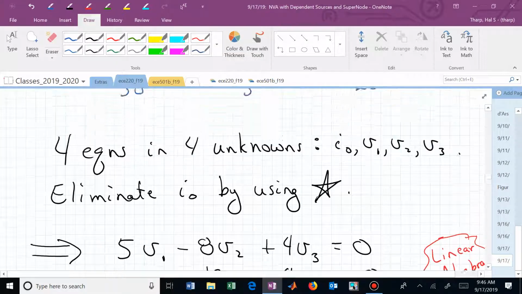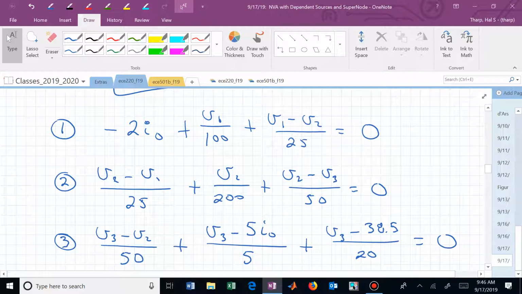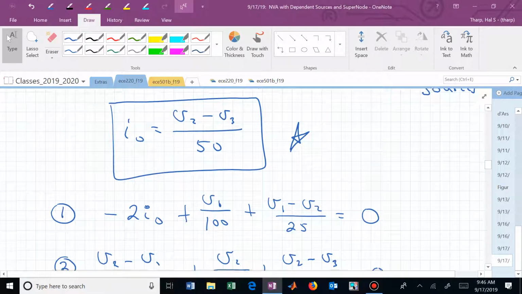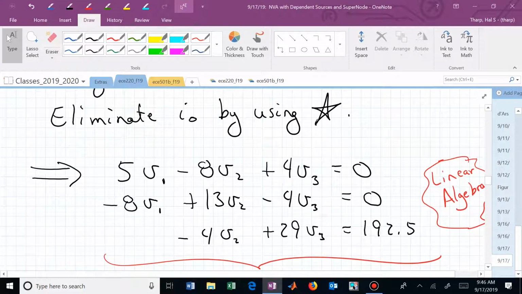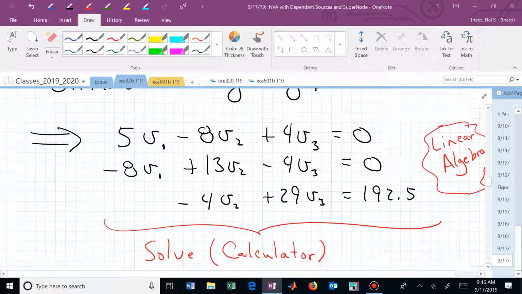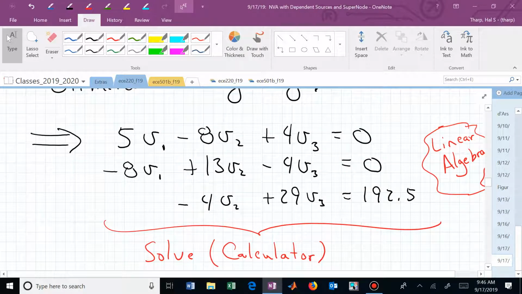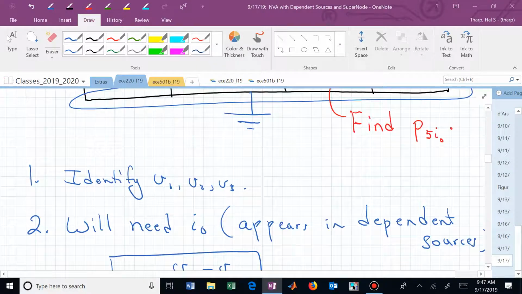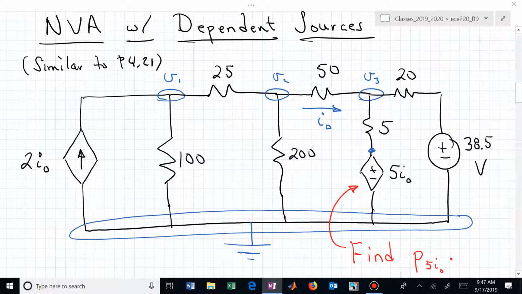What magic happened from blue to black? The magic that happened is the first step was I replaced I sub 0 with this starred representation. Everywhere I found an I sub 0, I replaced it with V2 minus V3 over 50. Then I just cleared the fractions and combined the variables, and that then simplifies. So there's a couple of steps involved to get from blue to black. Once you have this, now you have three equations and three unknowns, which allows you then to solve using a calculator to obtain those node voltages. And once we now have those node voltages, we can solve for whatever we need in that particular circuit. And what were we asked in the question?